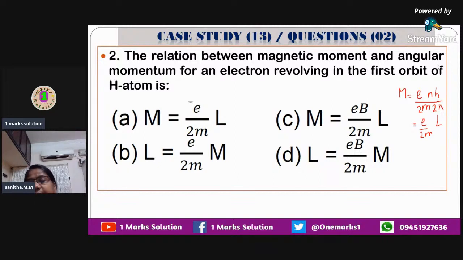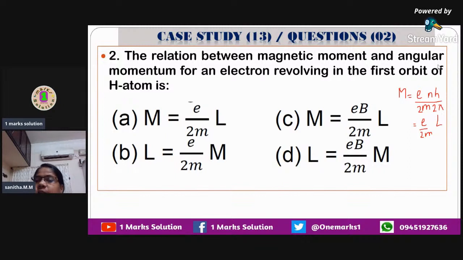So here we can say, what is the magnetic dipole moment? We got the equation, it is written there. M is equal to E into nh divided by 4 pi m. That is the equation. Now I have split it, you can see on the right side. That means E by 2m and nh by 2 pi. So what is nh by 2 pi? That is L, the angular momentum. So E by 2m into L. That is the equation for the magnetic dipole moment.